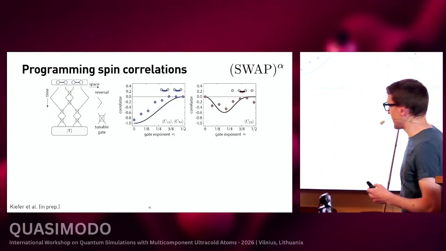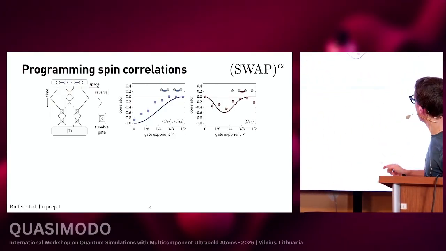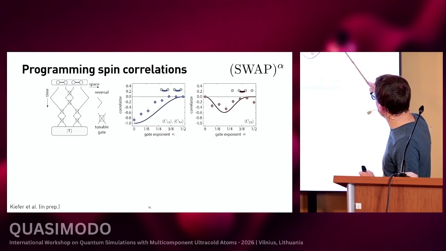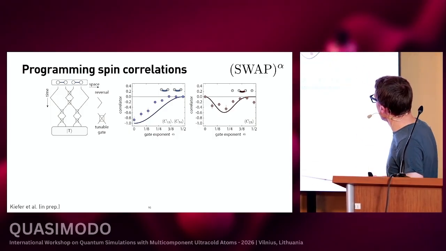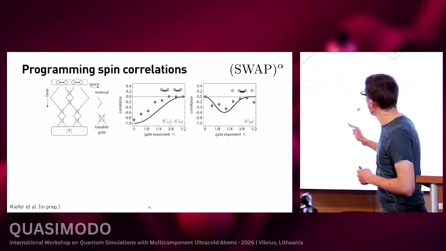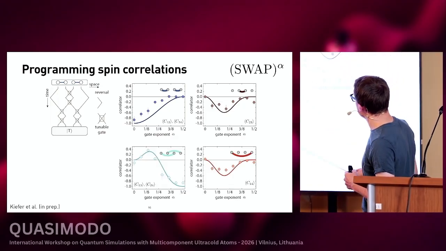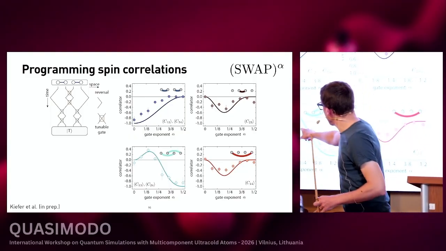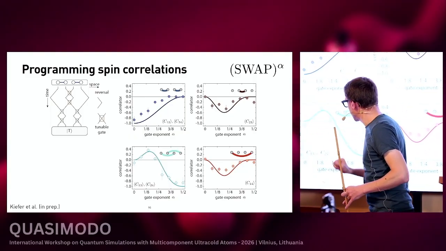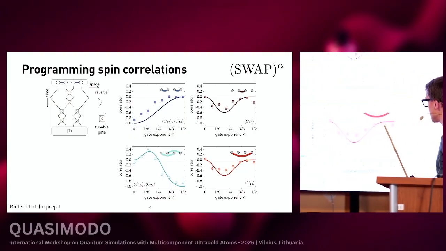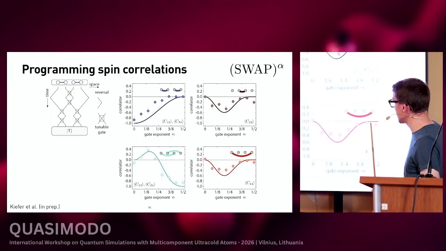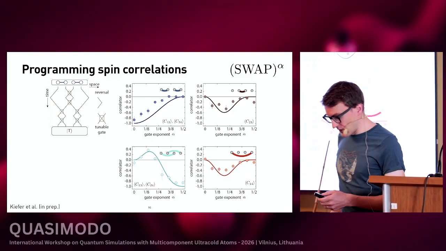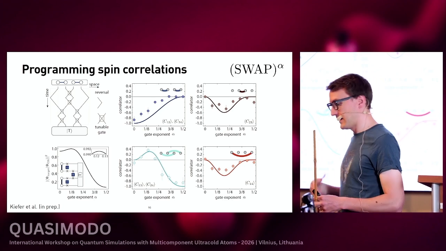And now we do our toolbox of measurements. So we look at this other bond correlator, and we see that during this circuit here, we indeed create correlations, and we can also look at these non-local correlations, where we even create ferromagnetic correlations for certain exponents, and also these long-range correlations.